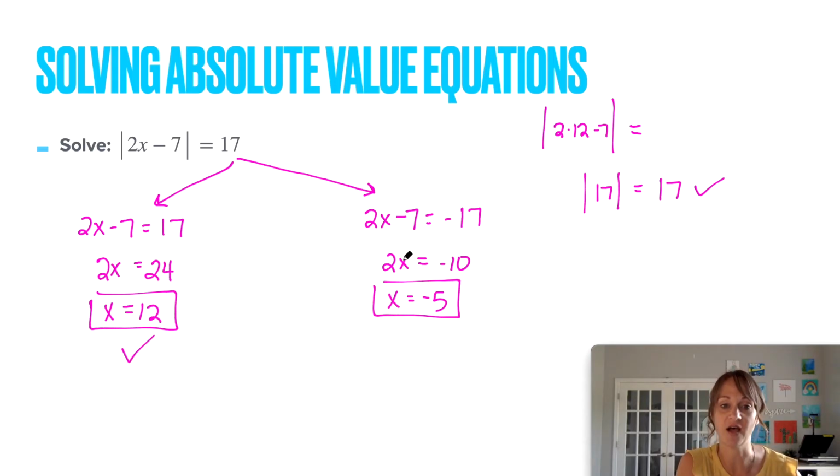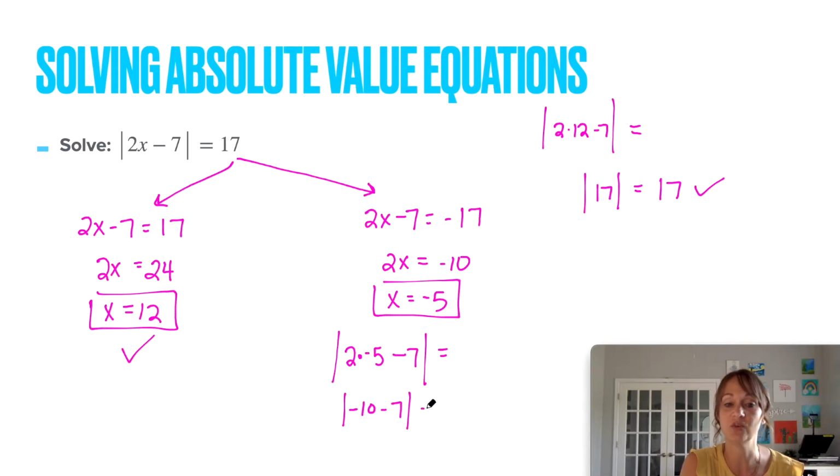Now let's do negative 5. If we substitute negative 5 into x, 2 times negative 5 is negative 10, and negative 10 minus 7 gives you negative 17, and the absolute value of negative 17 is, again, 17, so it works. Both of those answers work. It is very important in absolute value equations for you to check your answers to make sure that they both work.